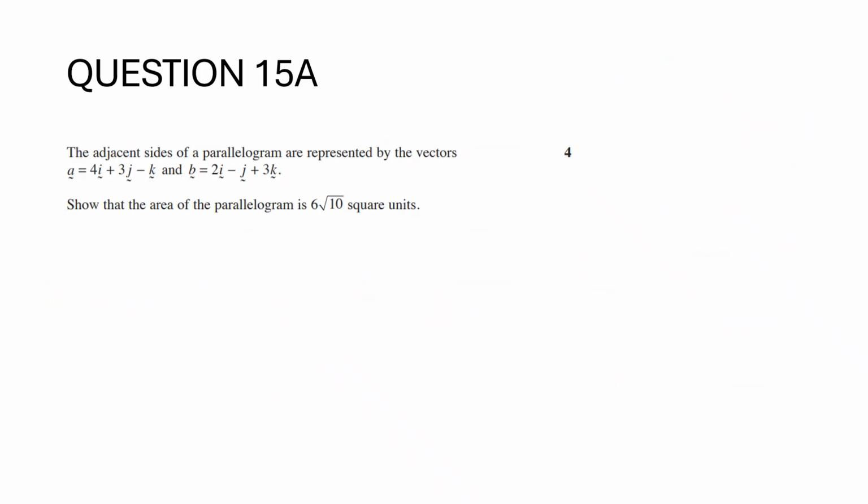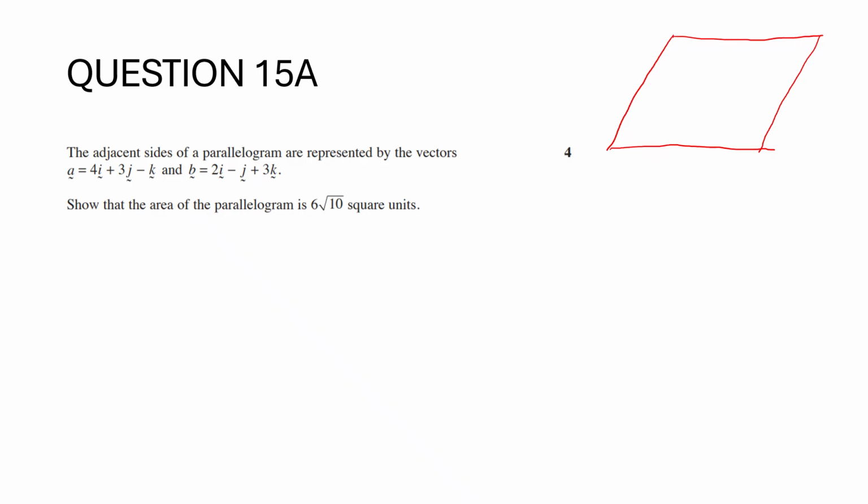Question 15a. The adjacent sides of a parallelogram are represented by the vectors a and b. Show that the area of the parallelogram is 6 root 10 square units. Now this question really annoys me because if you use the cross product, you get there in a couple of lines. But the cross product's not actually taught in Extension 2. Now, if you did happen to know the cross product and you did it that way, I imagine you will get the marks, but there's no point doing that on this video. We need to use the maths that we've actually been taught. So let's have a look.